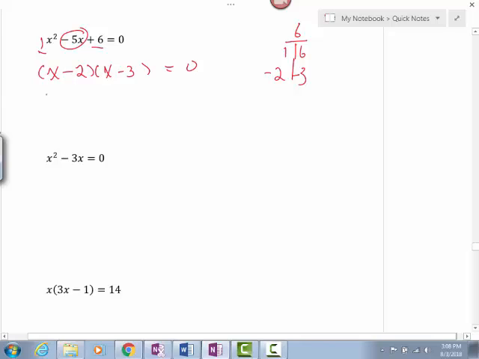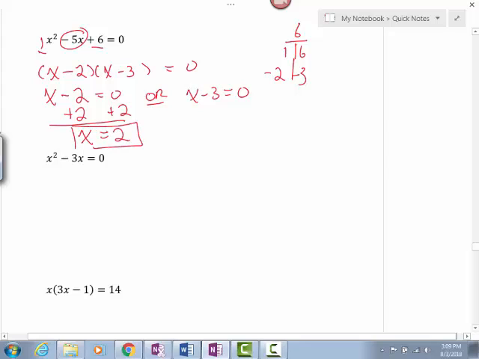And then we're just going to set each part equal to 0. So x minus 2 equals 0, or x minus 3 is equal to 0. So now I'm going to go ahead and let's add 2 to both sides. So we get x is equal to 2. And we can add 3 to both sides. And we get x is equal to 3.